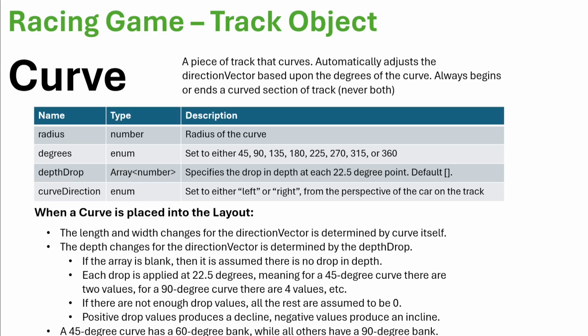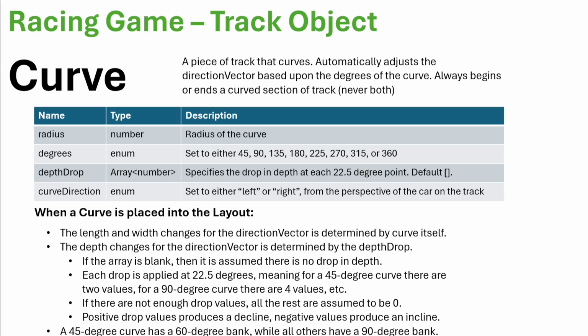That may change. One of the big things we're going to have to worry about here is some sort of banking. And banking allows us to keep the cars on the track. If the cars themselves are going at such a speed and they hit a flat curve, the centrifugal force is going to send them off to the side, and everybody's just going to crash into the side of the wall. We don't want that to happen. Just like you have banked curves at normal racetracks, we're going to have banked curves here. A 45-degree curve, since it's so short, will have a 60-degree bank, while all others will have a 90-degree bank.